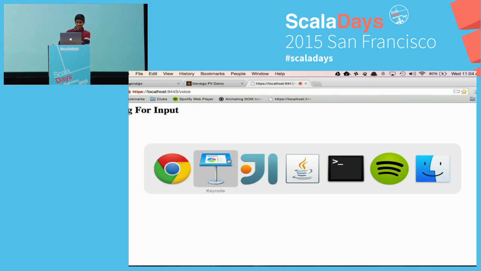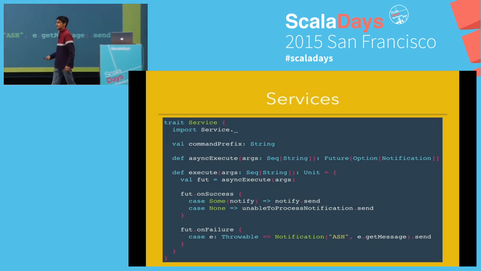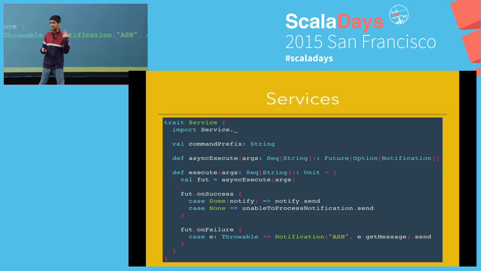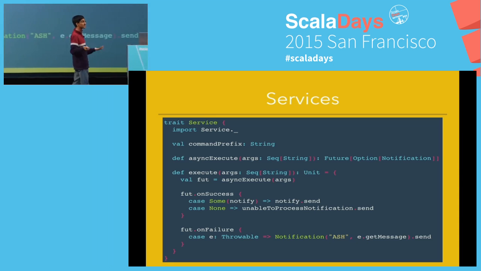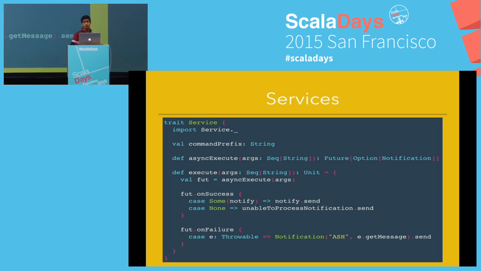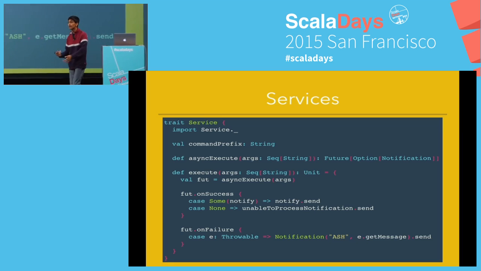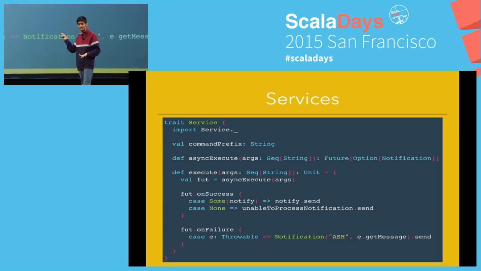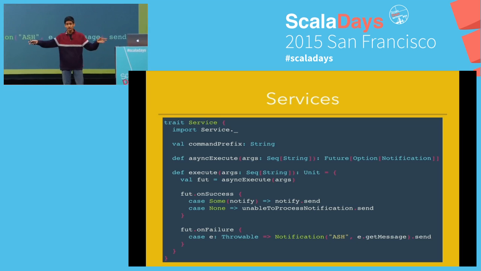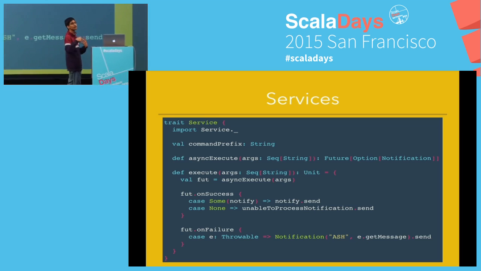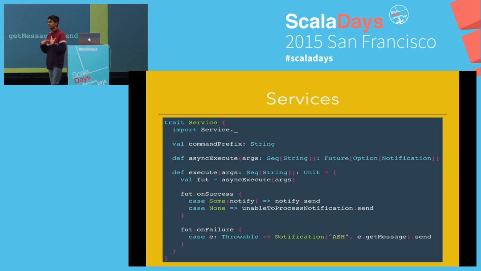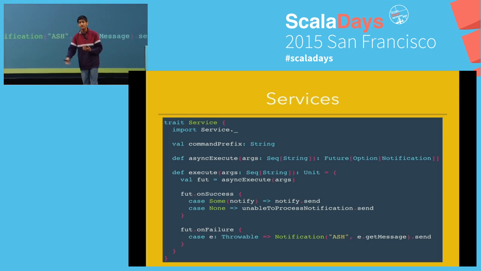Let's take a look at how this is implemented. At the core of Ash are services. Ash is built on top of a plugin architecture where you drop in jars that represent different services. So for example, Spotify is a service. Now when you implement a service, you extend this trait service, you give a command prefix. So this would be something like Spotify, which tells Ash to route the request to this service. And you also implement async execute, which takes args, which is everything after your command prefix, and returns a future option of notification. So this future will succeed if it was able to process that command, and it can optionally return a notification to display.